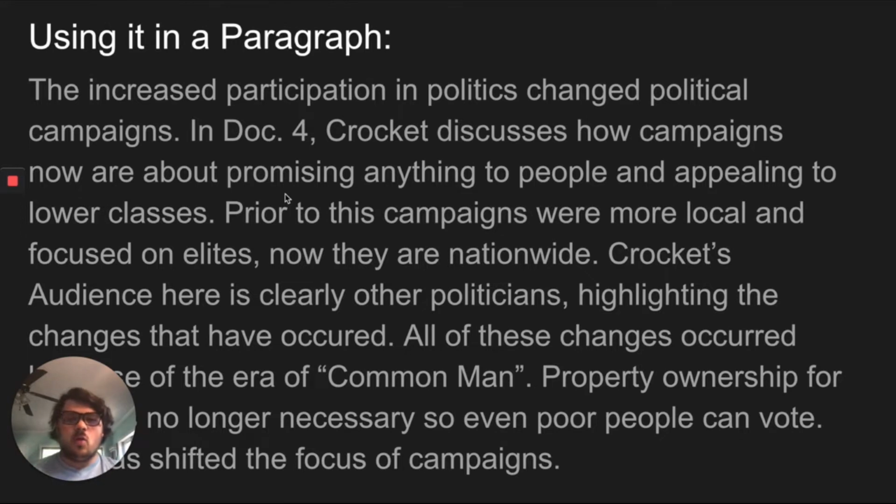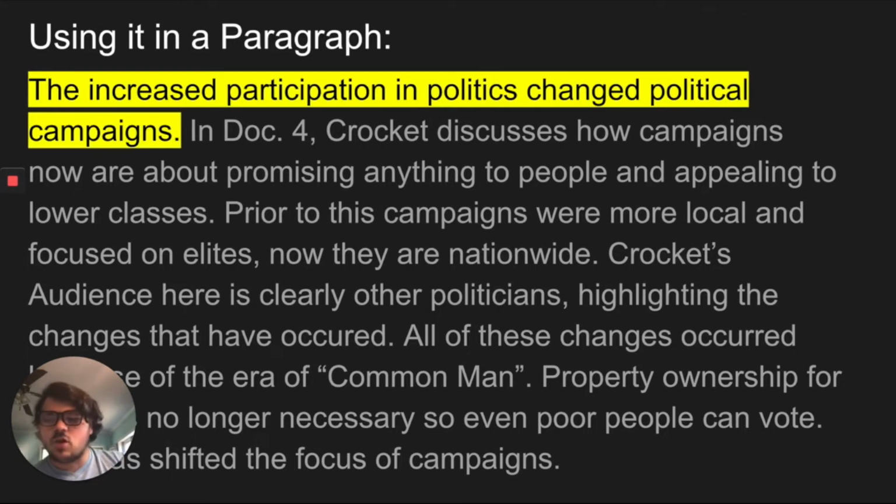In document 4, Crockett discusses how campaigns now are about promising anything to people and appealing to lower classes. Prior to this, campaigns were local and focused on elites. Now they are nationwide. Crockett's audience here is clearly other politicians, highlighting the changes that have occurred. All of these changes occurred because of the era of the common man. Here's my outside evidence. Property ownership, for example, for voting is no longer necessary, so even poor people can vote. This has shifted the focus of campaigns. So let's look at this a little more closely, right?